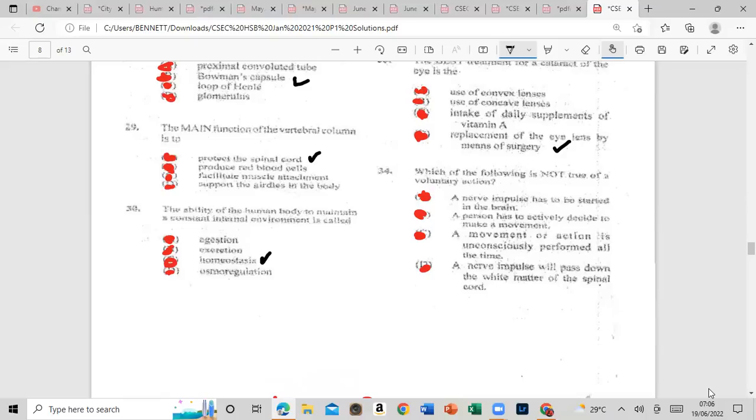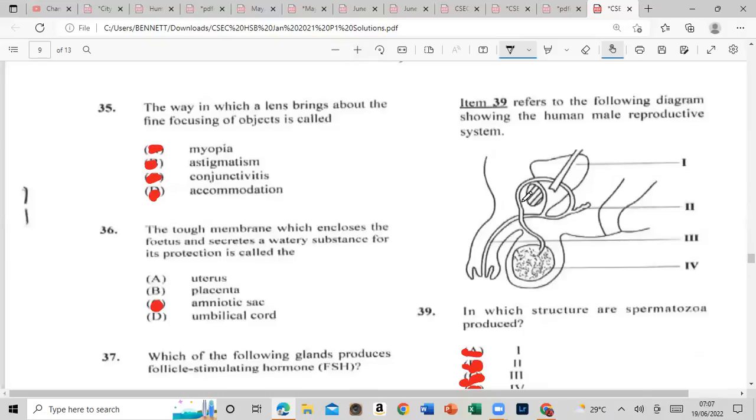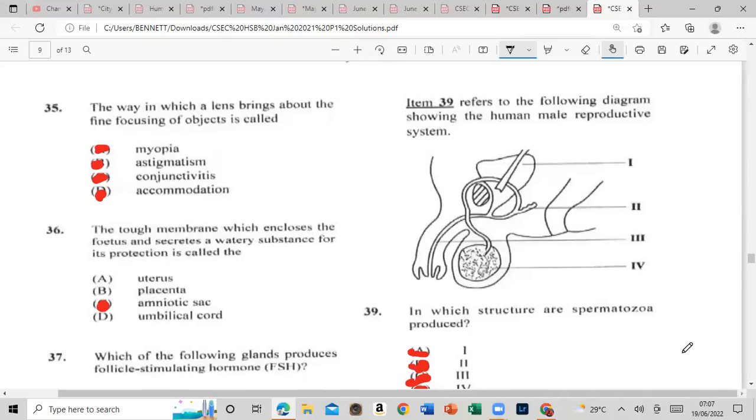Let me just say, a movement of action, it's unconsciously performed all the time. Yeah, we done the dirty page. People might print the thing and have to do it good. Anything you have to just do good and done.